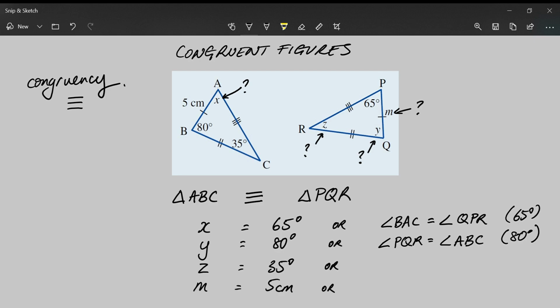The third angle Z is made up from the lines of P, R, and Q. So it's not PQR, that's Y, but PRQ is Z. So you can see how the order that you phrase those letters actually matters. So we've got angle PRQ, which is a different direction, is going to correspond with angle ACB. And that is 35 degrees.